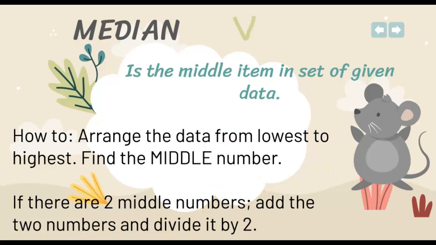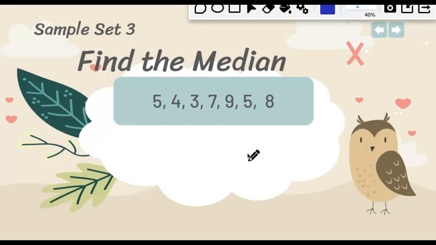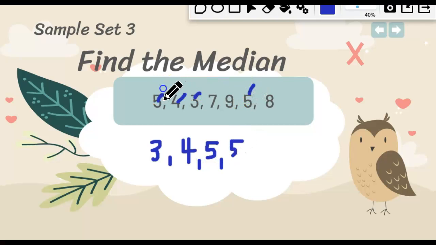All right. Problem set 3, find the median of this given set of data. To find the median, we arrange them from lowest to the highest. So we'll do that right now. It looks like 3 is our lowest. Then we got 4. All right. Then we got 5. Then another 5. Right. And then we have 7 and 8 and 9. We'll double check.